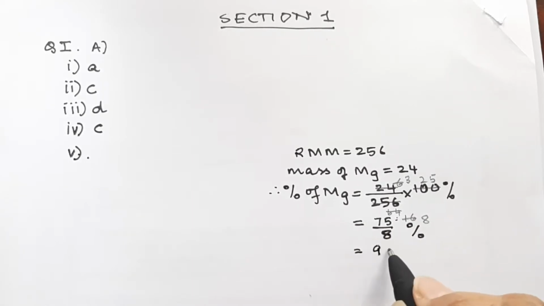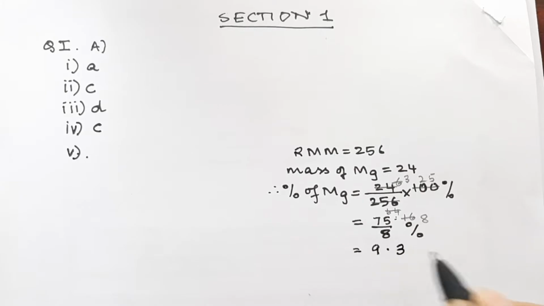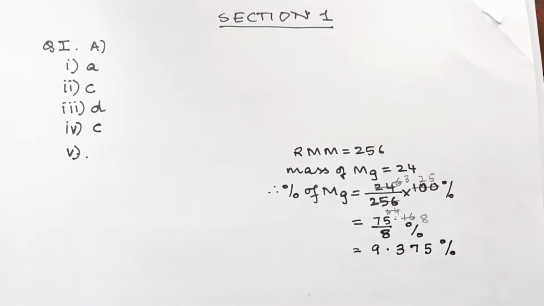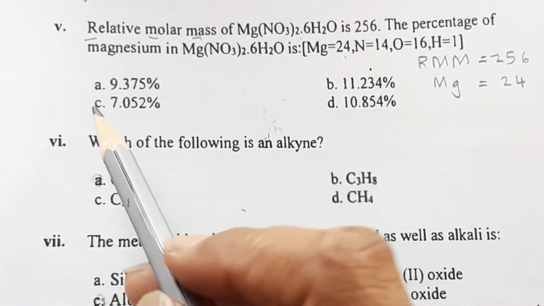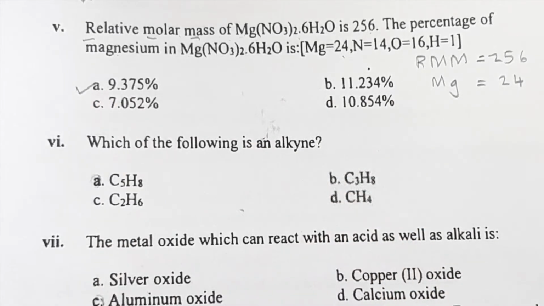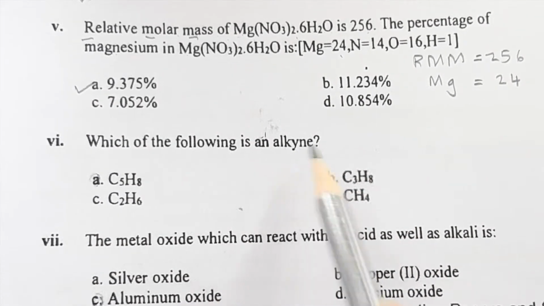3 upon 8 will be 9.8, 3s 24, remain 6, 8 7s 56, and 8 5s. Now let's look at our choices. So you will see our choices are these, out of which this will be the correct option. Which of the following is an alkyne?